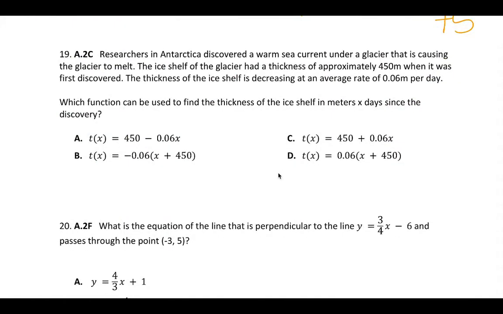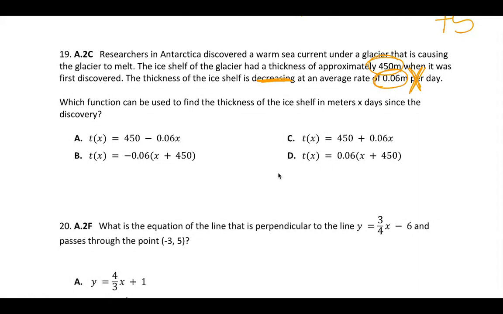Researchers in Antarctica discovered a warm sea current under a glacier that is causing the glacier to melt. The ice shelf of the glacier had a thickness of approximately 450 meters when it was first discovered. The thickness of the shelf is decreasing. We're subtracting the thickness at a rate of 0.6 meters per day.